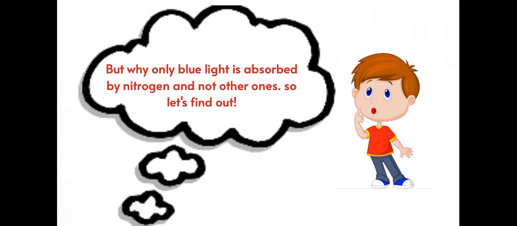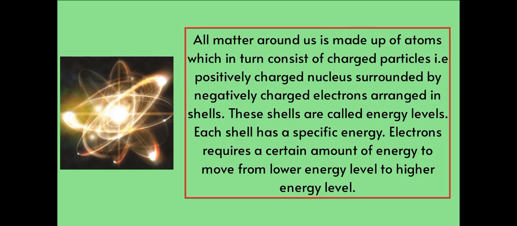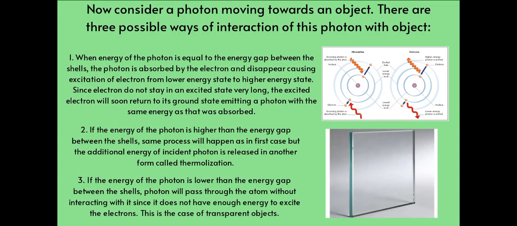But why is only blue light absorbed by the nitrogen and not the other colors? So let's find out. All matter around us is made up of atoms, which in turn consist of charged particles, that is, a positively charged nucleus surrounded by negatively charged electrons arranged in shells. These shells are called energy levels. Each shell has a specific energy. Electrons require a certain amount of energy to move from a lower energy level to a higher energy level.